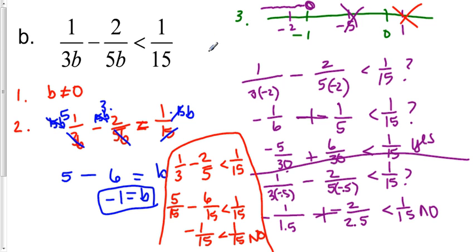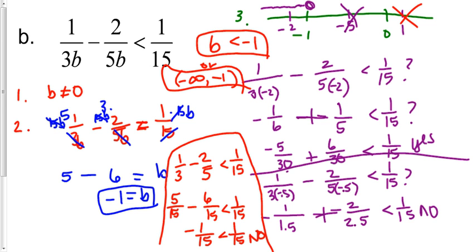So now I would say b is less than negative 1, or you could say we've got the interval from negative infinity to negative 1. However you want to write it. I don't care if you write it in interval notation or using an inequality.